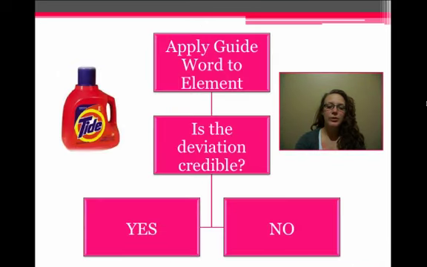Let's say you chose the guideword no. You would then have to think if this guideword was credible and made sense. In this case, it is an applicable guideword because there would be a deviation in the process if there was no detergent. Remember, not all guidewords can be applied to every element, so there are situations where the deviations are not credible.